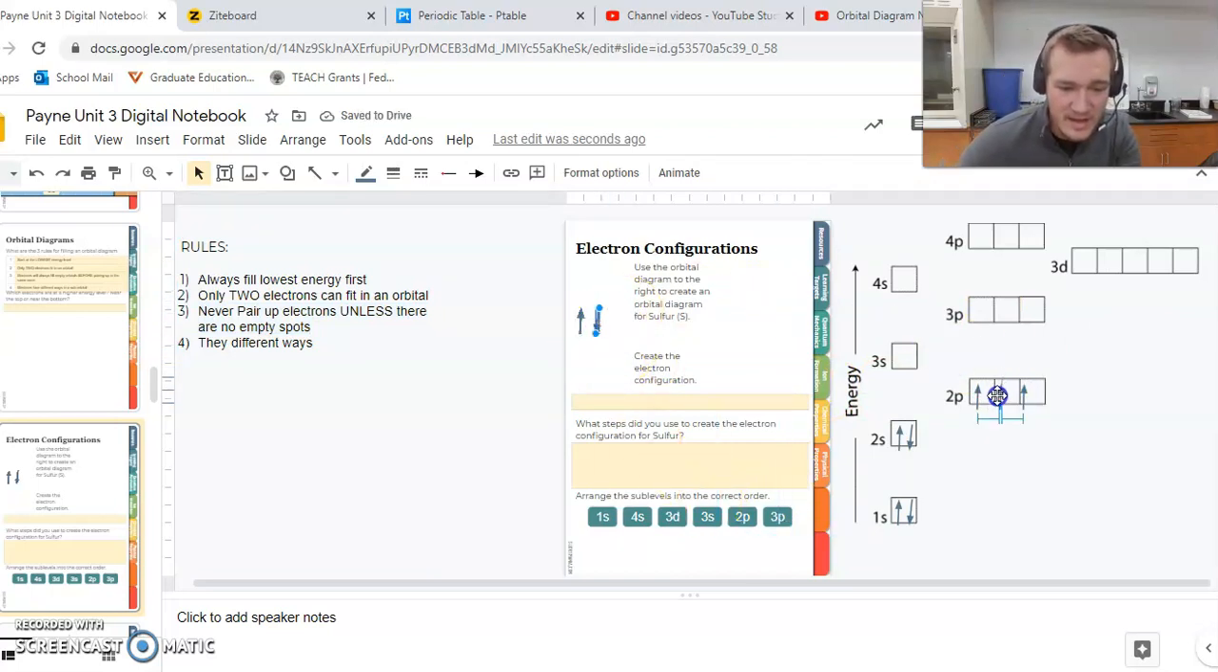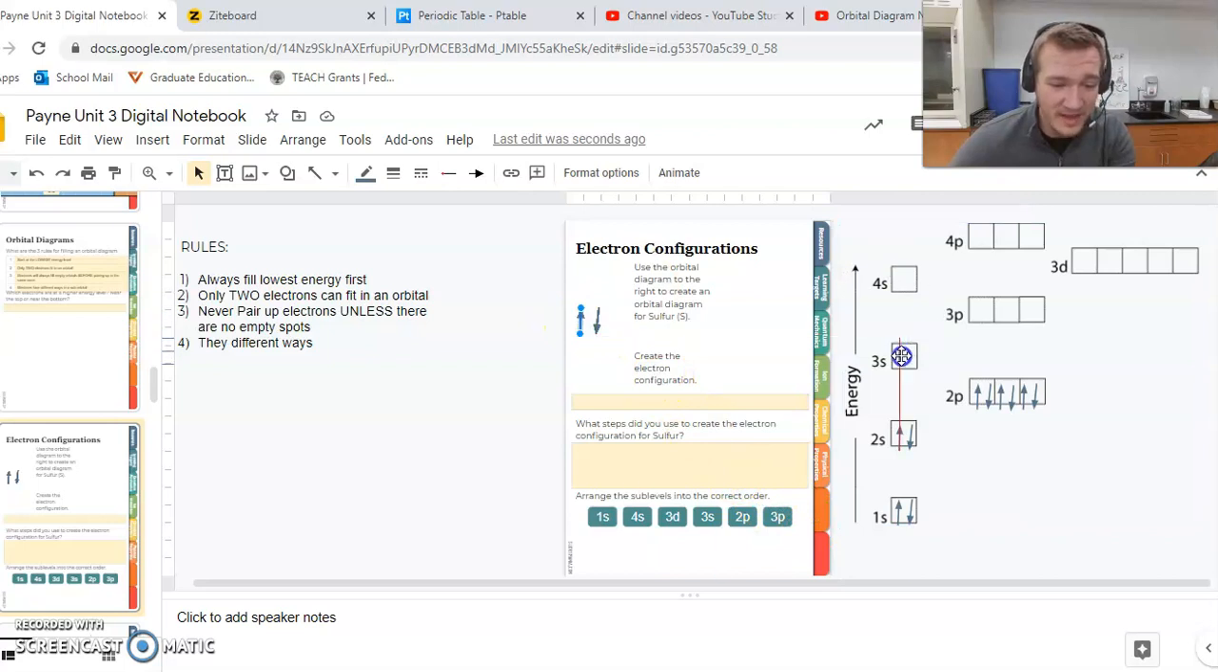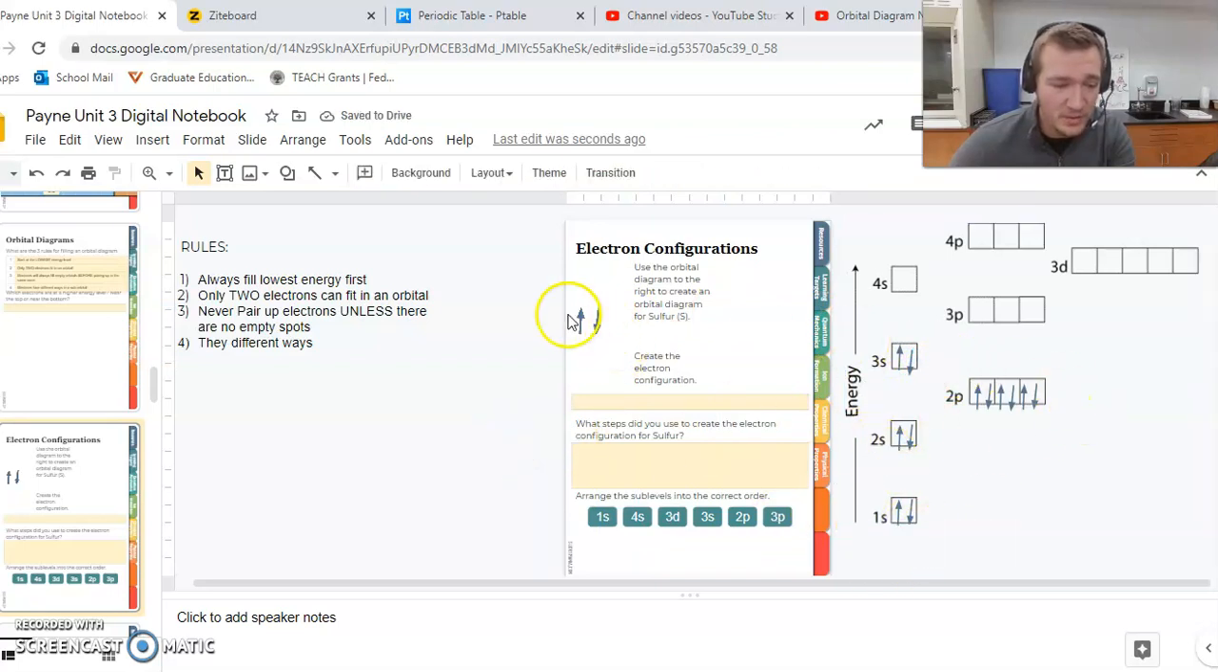Easy enough. And now I start pairing, remembering they face opposite directions. So, we have 1, 2, 3, 4, 5, 6, 7, 8, 9, 10, right? We have 10 and we got 6 more to place. So the 3s is going to look exactly like all the other s subshells, right? Just looks like the 2s and the 1s. Now we have 12 total and we have 4 more to place.